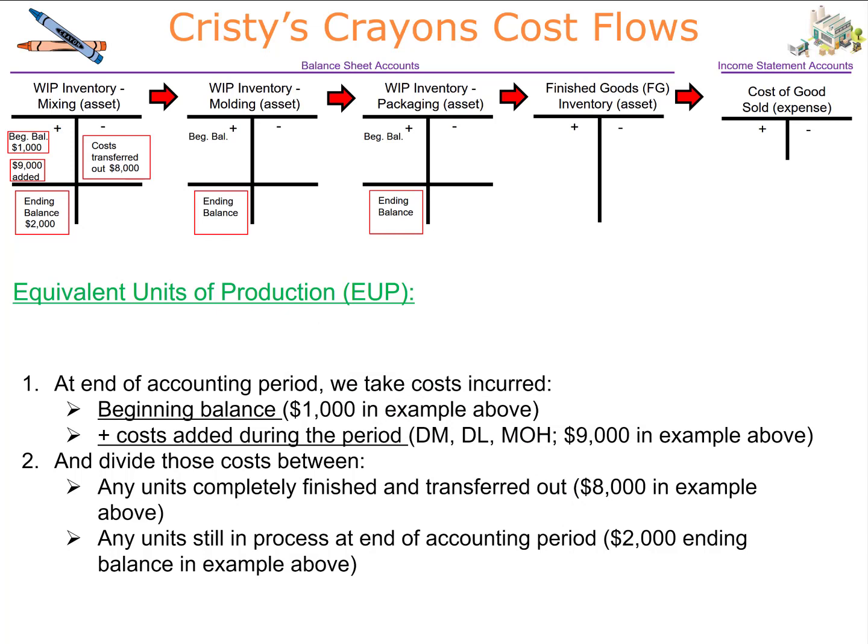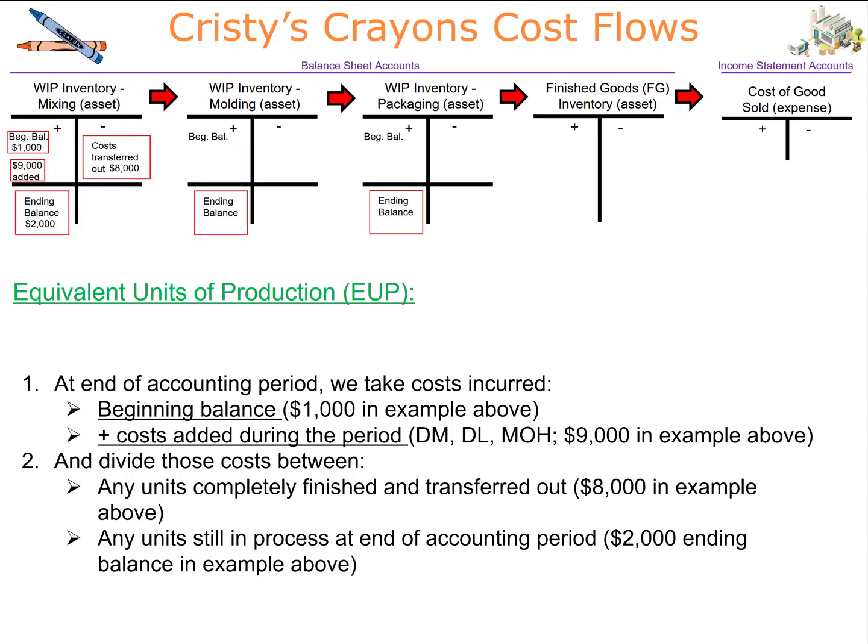For example, if we know we started with $1,000 of costs, which is the beginning balance, added $9,000 of costs, then transferred $8,000 worth of costs out to the process, how much do we have left over in our ending balance? Well, $10,000 of costs to account for, minus $8,000 transferred out, means we have $2,000 in our ending balance.